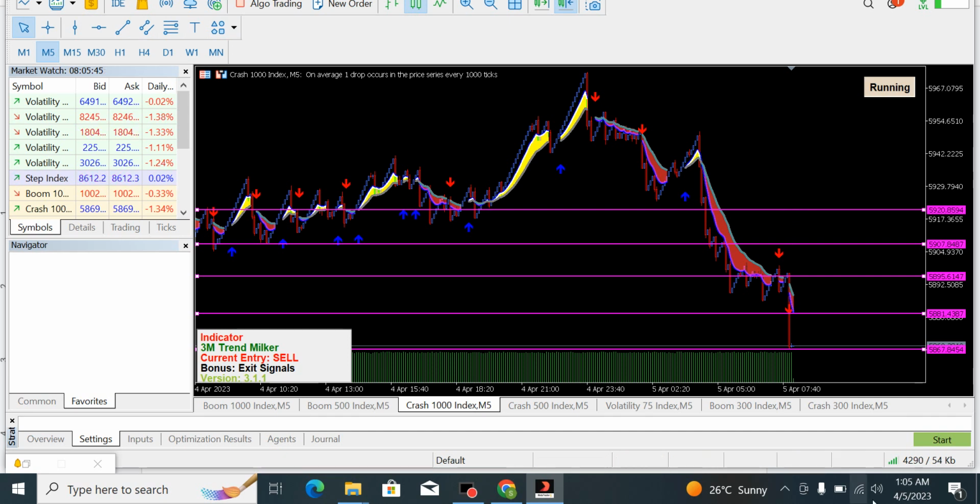Okay, so that is it. That is, if it's unable to break out below this support zone, that is when it will start buying. Okay, so you can take note of all these TPs, okay, right from here.